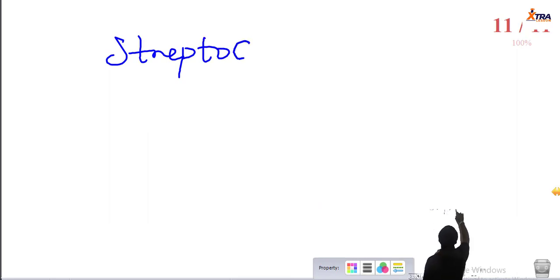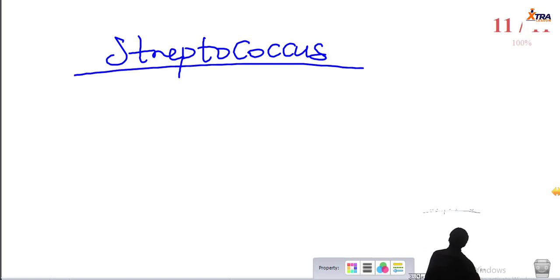Streptococcus, correct. Now, a wise student, on seeing the coccus there, should by now be able to say, yes, it means that these bacteria should most likely be spherical in shape. Well, if that was your initial thought, yeah, you are on the way to become a genius.